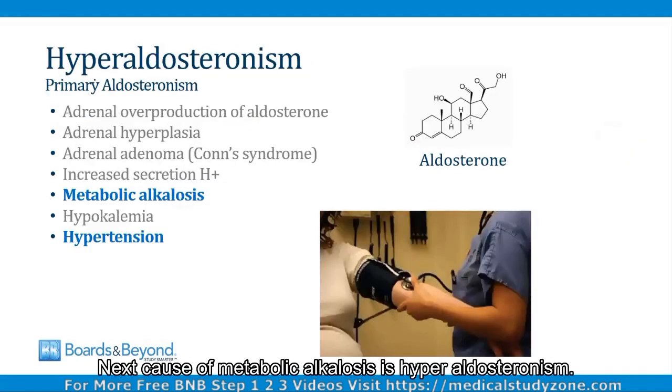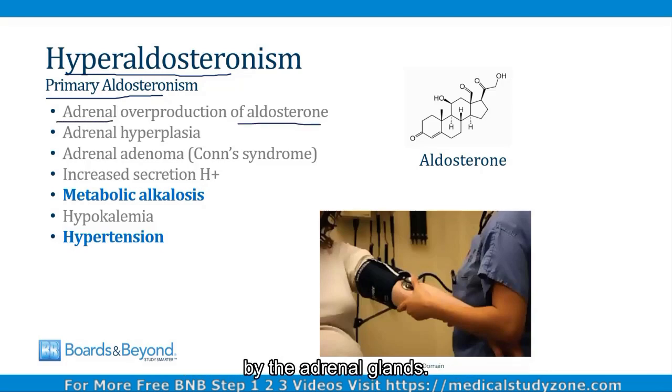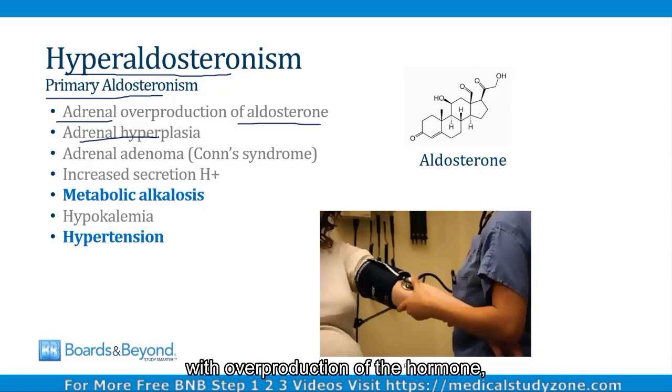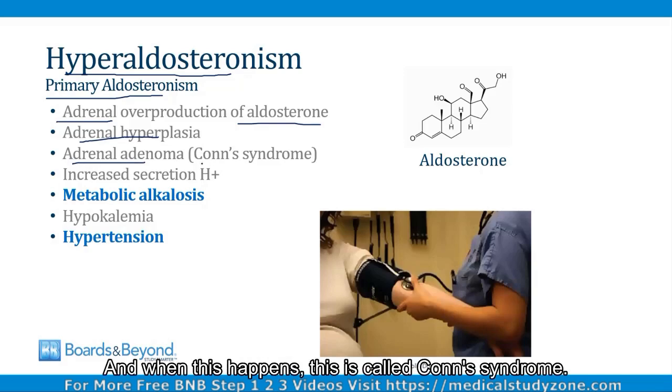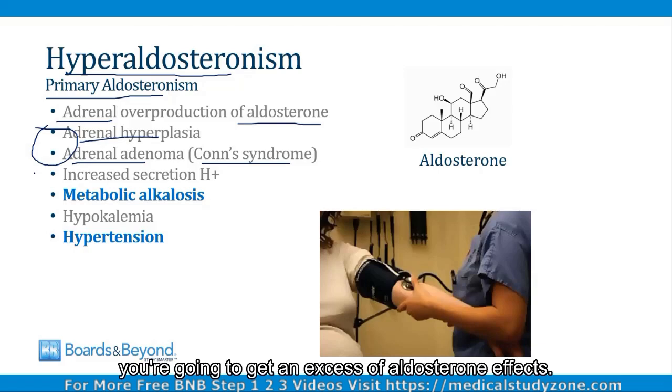Next cause of metabolic alkalosis is hyperaldosteronism. So patients that have primary aldosteronism have overproduction of the hormone aldosterone by the adrenal glands. This can happen for one of two reasons. There can be generalized hyperplasia of the adrenal glands with overproduction of the hormone, or there can be an adrenal adenoma which is producing aldosterone, and when this happens, this is called Conn syndrome. But through whichever of these mechanisms, if you have overproduction of aldosterone, you're going to get an excess of aldosterone effects. So let's review what aldosterone does.